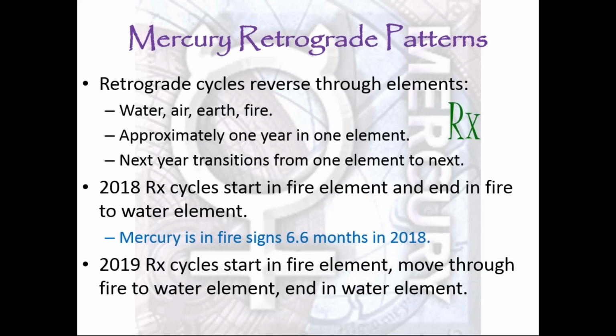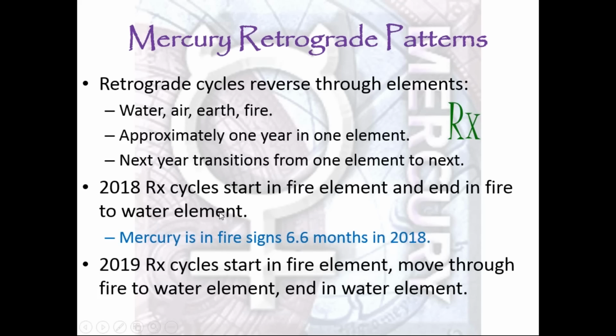Like right now, we've got Mercury retrogrades going on in fire. The last Mercury retrograde was Sagittarius. This Mercury retrograde is Aries. The next Mercury retrograde cycle is going to be Leo. And then at the end of the year, we'll have one that I think is Sag back to Scorpio. And so one year in one element, and then the next year there's transitioning.